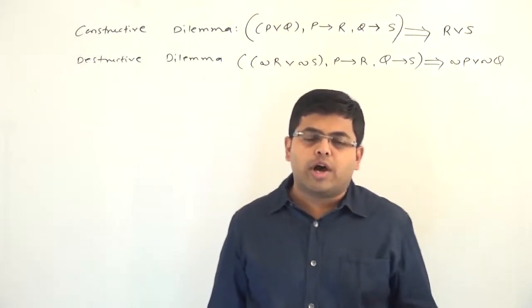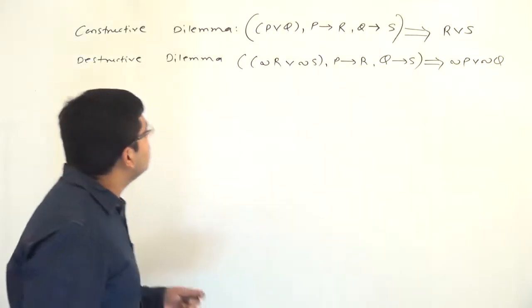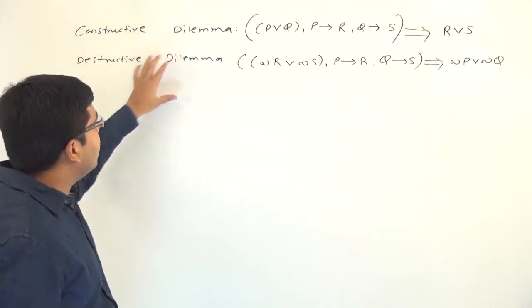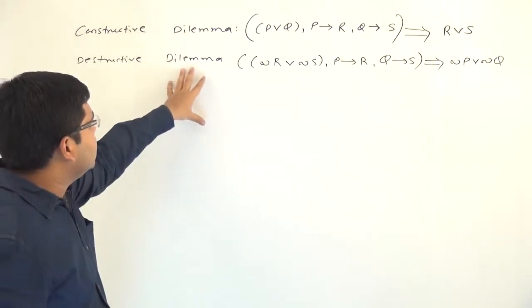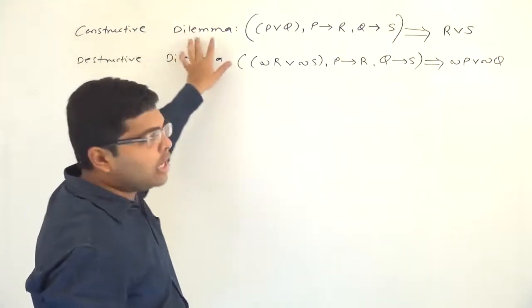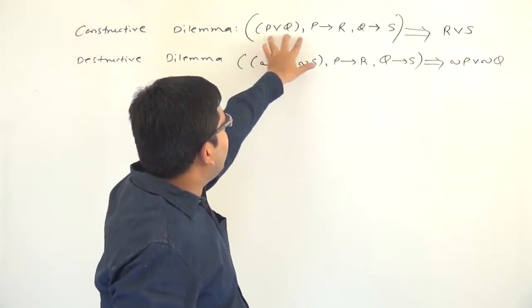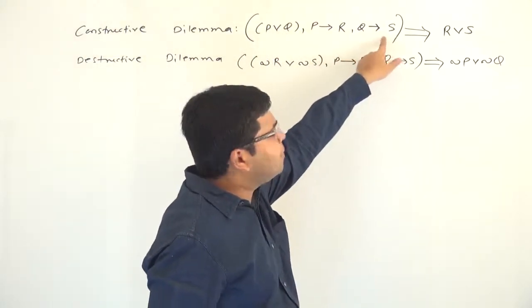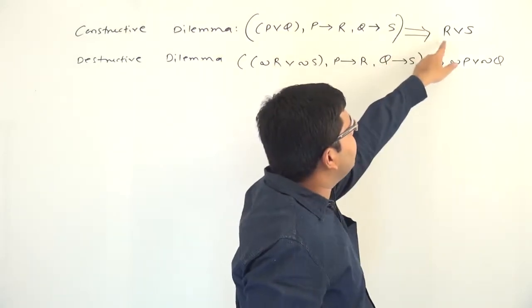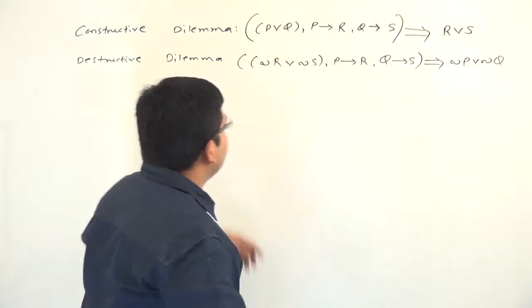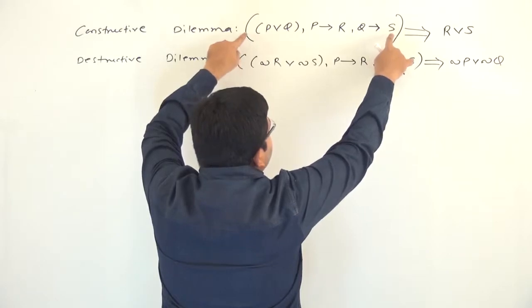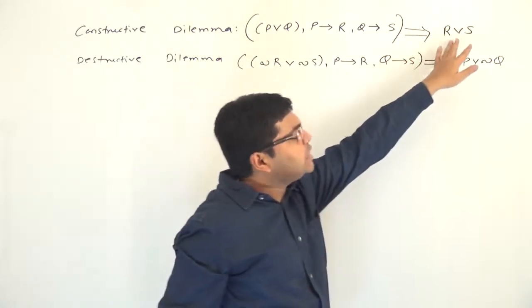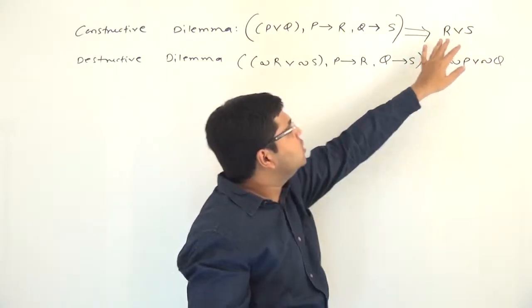Let us see the two final rules of inference. One is called constructive dilemma and another one is called destructive dilemma. In constructive dilemma, P or Q and P implies R and Q implies S tautologically implies R or S. What does that mean? Whenever this left hand side is true, the right hand side cannot be false.